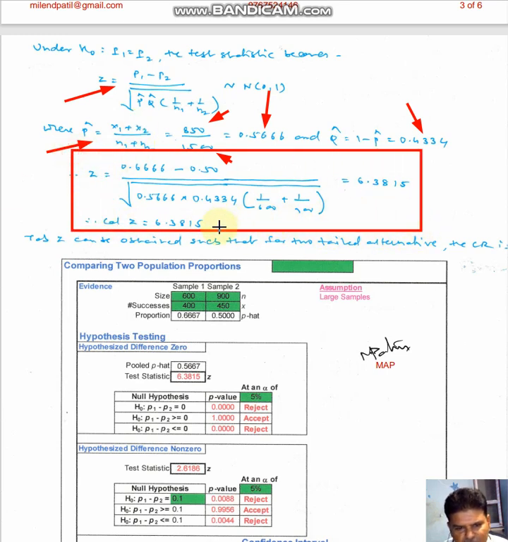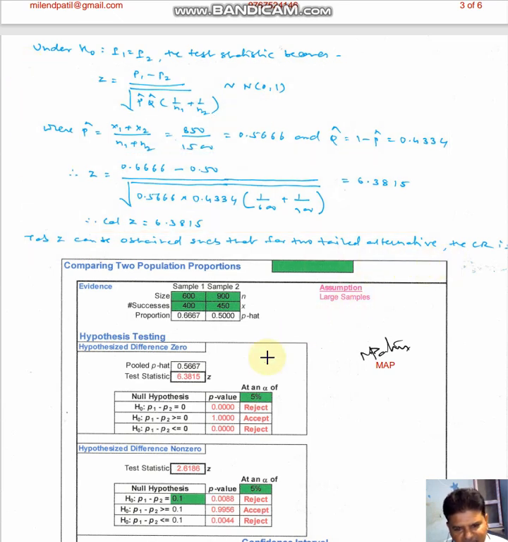So what is the calculated value of Z? It is 6.3815. This value I have also calculated from my software. And what we are getting? The value we are getting is 6.3815. The same value we are getting, the calculated and also the value from my software.